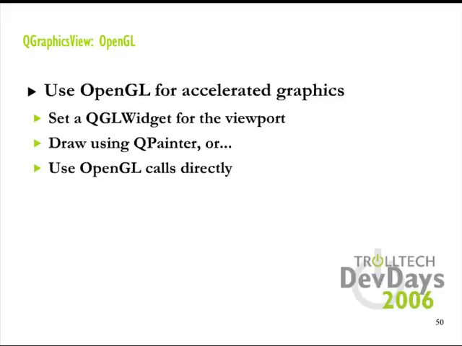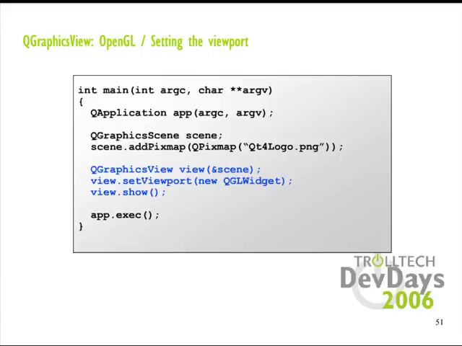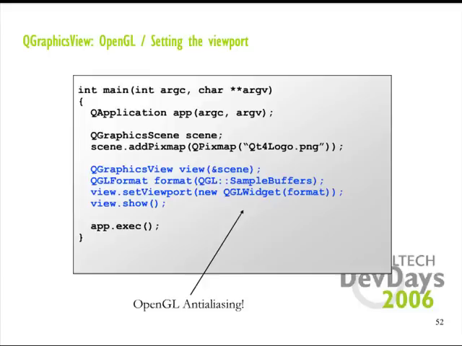And the way to do that is pretty straightforward. You just call view.setViewport, pass it a new QGLWidget, and that's it. It will set it up with the right size and do all that kind of stuff, and now this graphics view will be hardware accelerated. If you want to have multi-sampling enabled and anti-aliasing, you will probably want to specify that by using a different QGLFormat. So we specify sample buffers and pass that format to the QGLWidget, and you have multi-sampling enabled for that QGLWidget and anti-aliasing in your graphics view.